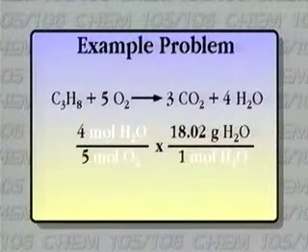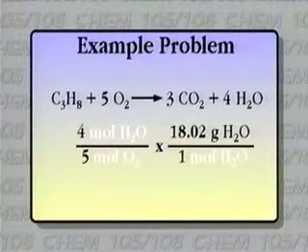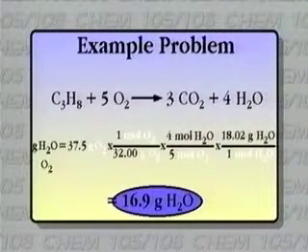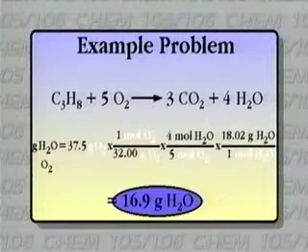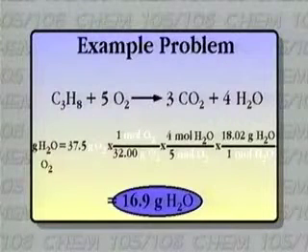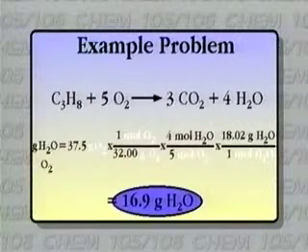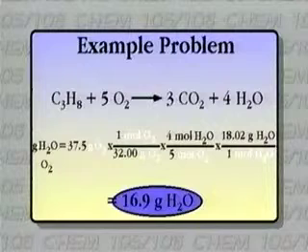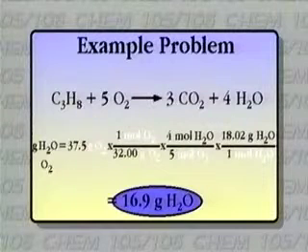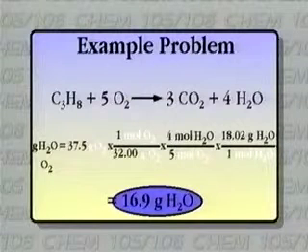And our units now have all canceled except for grams of water. So working through that one quickly, we have 37.5 divided by 32 multiplied by 4 divided by 5 and multiplied by 18.02. And we get 16.9 grams of water. So the first question was, how many grams of water could we produce? And the answer is 16.9 grams. That is the lesser amount. Question?